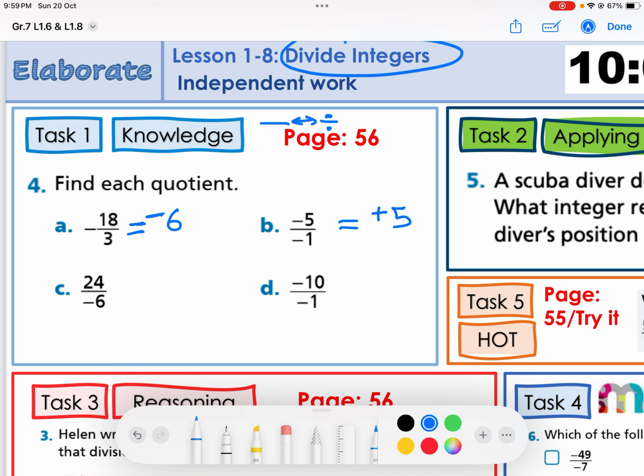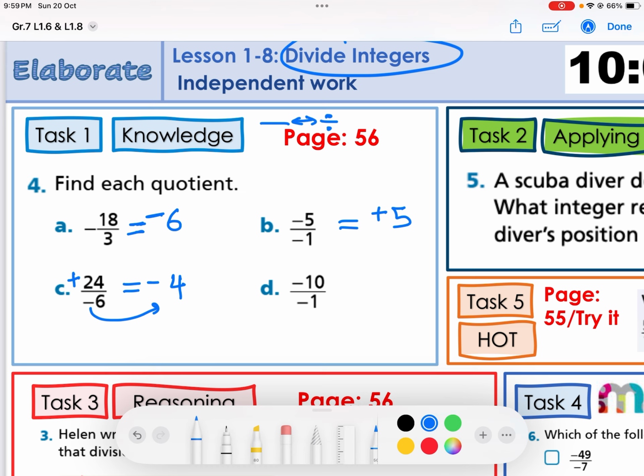Okay, next one, 24 divided by 6, that's a 4. And I got one negative, it's going to be in the quotient, and this is positive because they're different. So the quotient of two different signs will always be negative. Different, we are unhappy. Unhappy, we're negative. Or you can just say, I got one negative, I'm going to put it in my quotient.